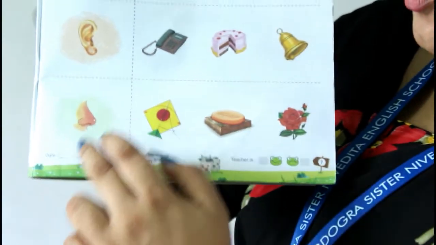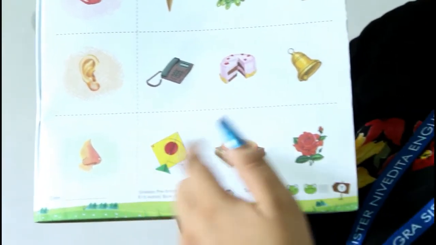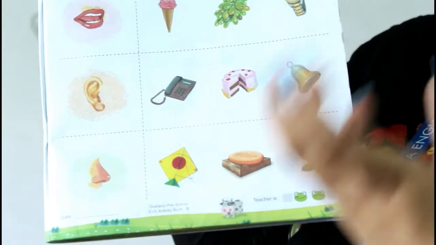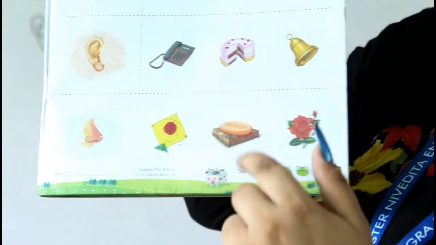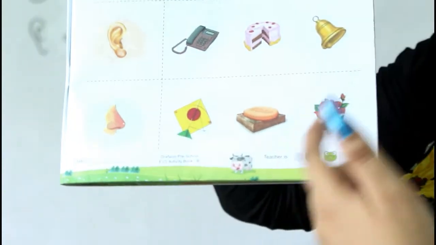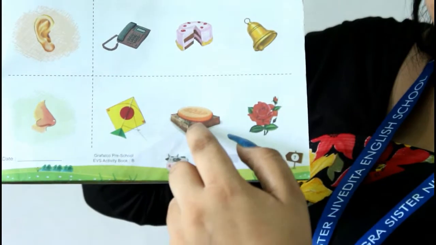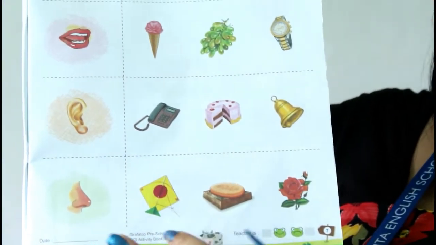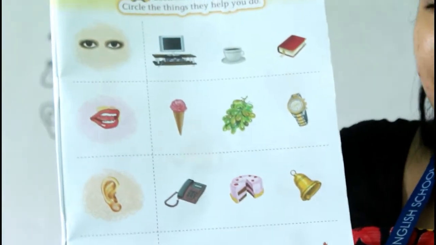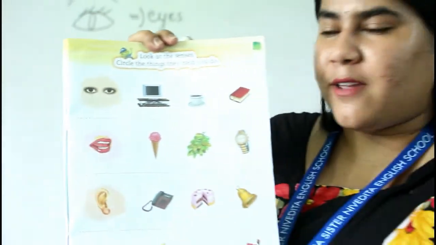The last one is nose. Which thing helps us to smell? Nose, right? So which thing can you smell? You can smell the scent of a soap. You can smell the scent of a flower also. So circle both of these, and no need to cross it. Just circle soap and flower. Okay. So this one also you will do by yourself.